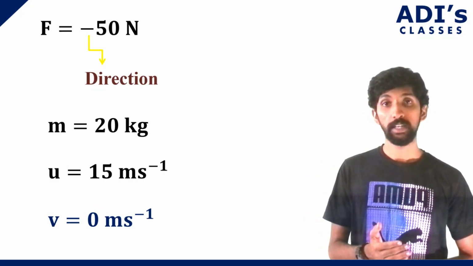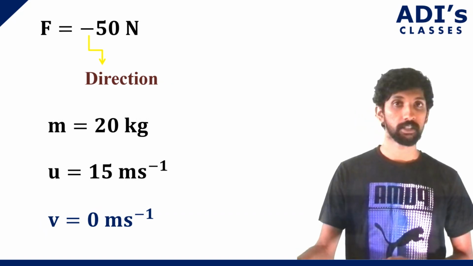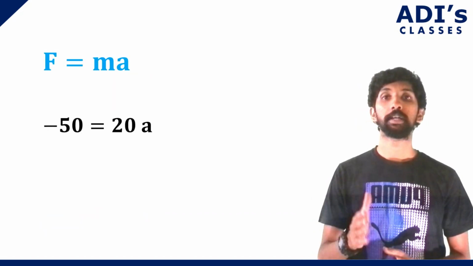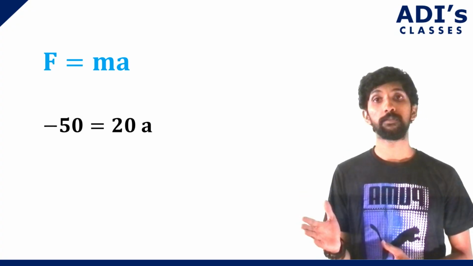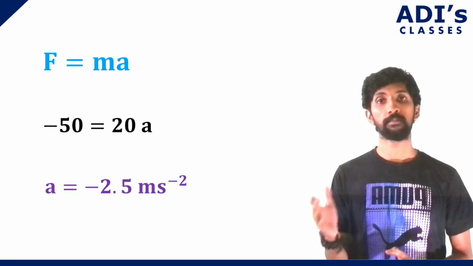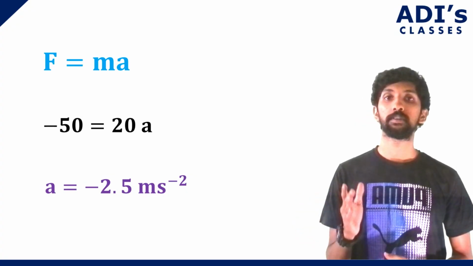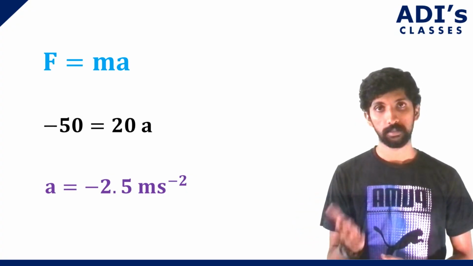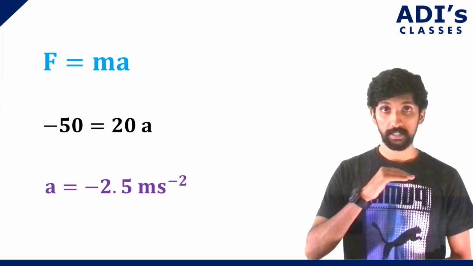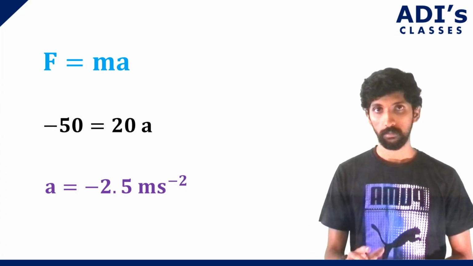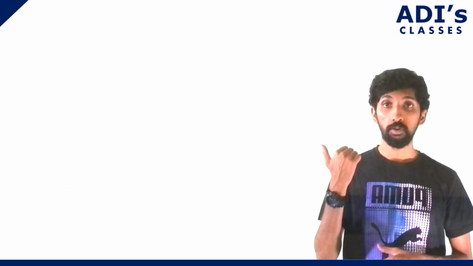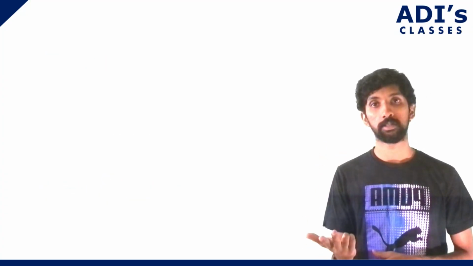Now we need to find the acceleration. Acceleration we can easily find out. So use Newton's second law. F is equal to m into a. So minus 50 is equal to 20 into a. You'll get a value of minus 2.5 meter per second square. Correct? Why is acceleration negative? Because it's a retardation, correct? Right? Okay.